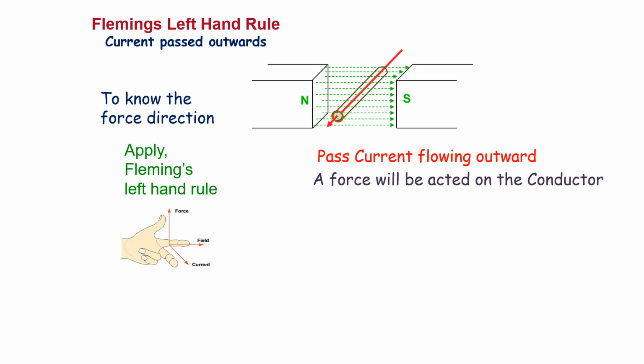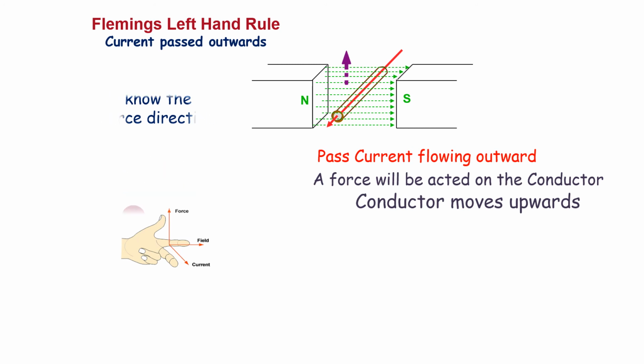The first finger is shown in the field direction towards right. The second finger is shown outward in the current direction, the thumb is stretched upwards. As the thumb shows the force direction, the force acted on the conductor is upwards. Because of this force, the conductor moves upwards.